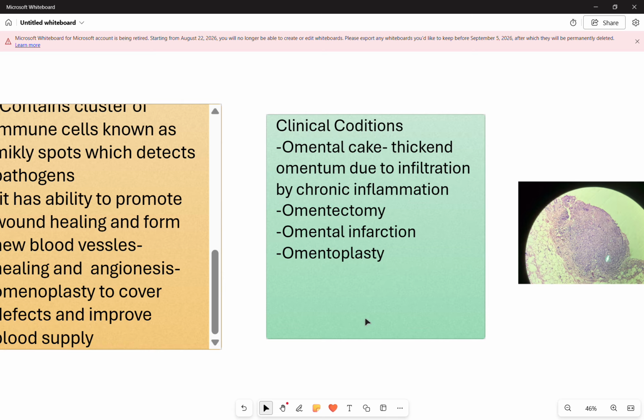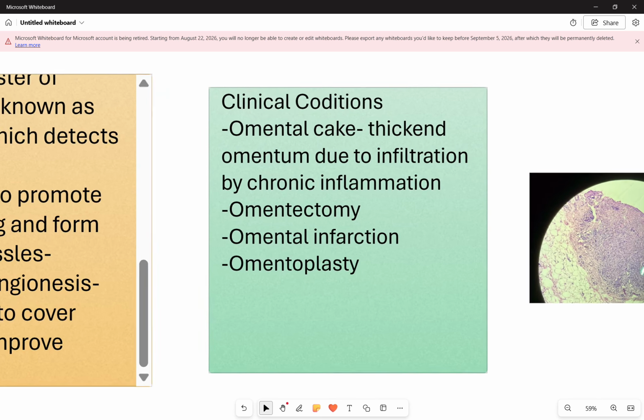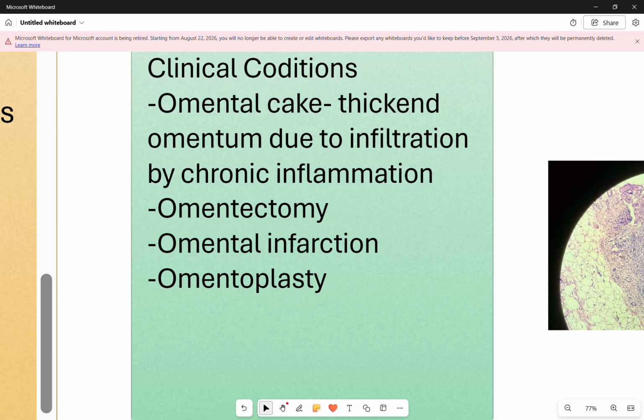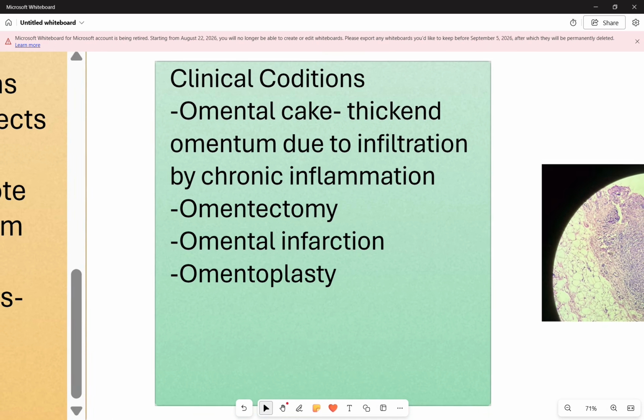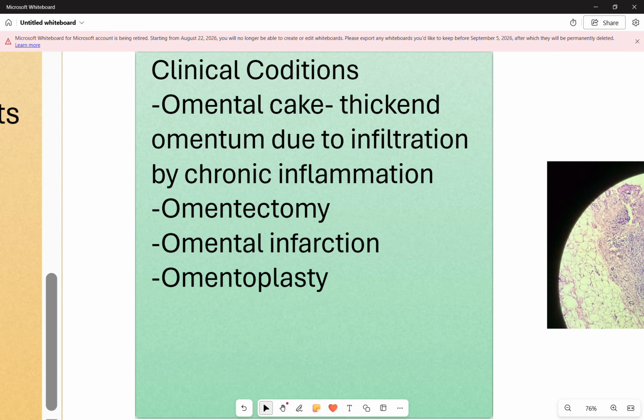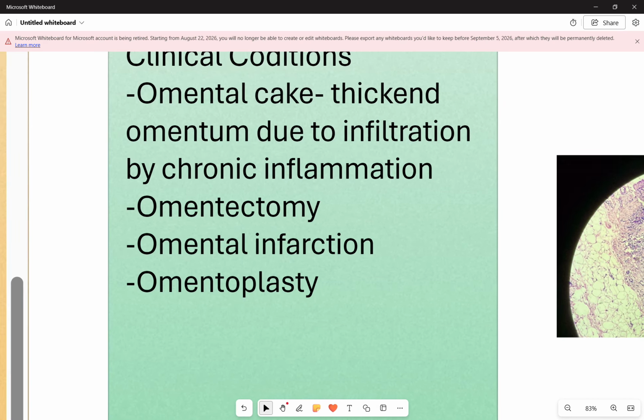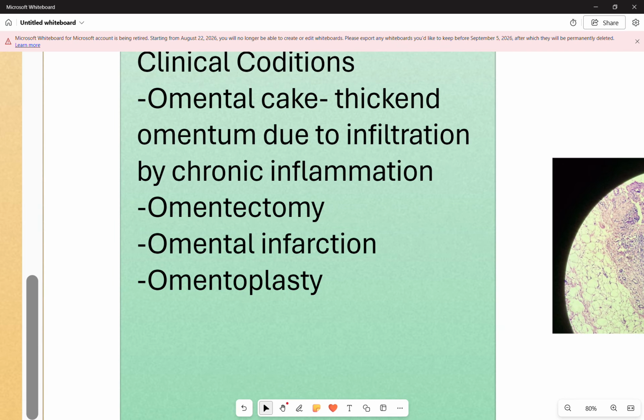Number one is omental cake. What is omental cake? Omental cake is thickened omentum due to infiltration by chronic inflammatory cells or even cancer cells. The omentum becomes very thick and nodular. So that is omental cake. I'll show you a histological picture of the omental cake before I finish this presentation.